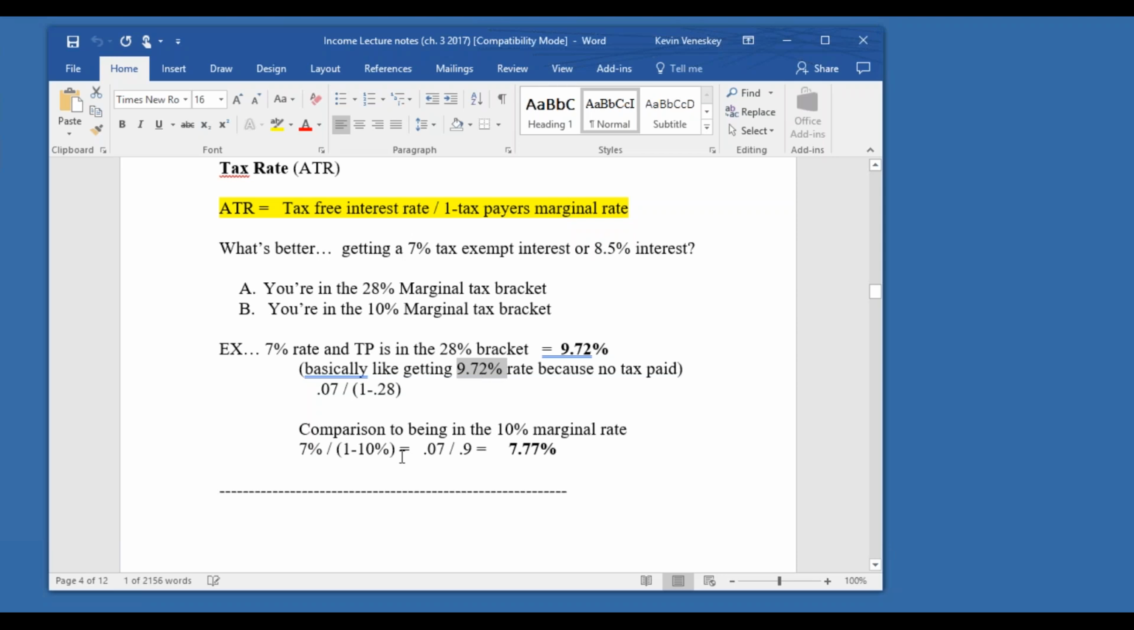Now, comparison here with the lower tax bracket individual. For them, it's better to take the higher interest because you're not going to pay that much in tax. So if you do the math, 7% divided by 1 minus 0.1 basically, so 0.07 divided by 0.9, your after-tax rate is really only 7.77% compared to the 8.5%. So it's better to take the taxable interest in that case.